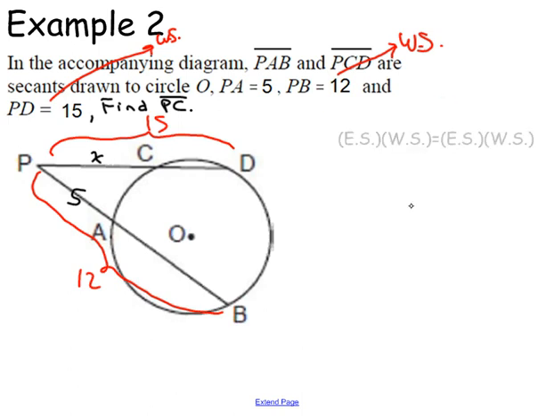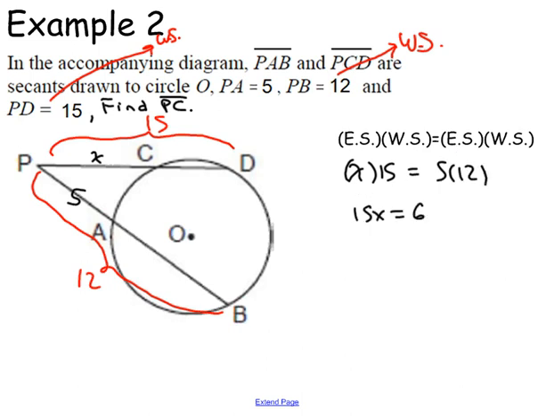There's my formula. Just go ahead and substitute. You're going to get X times 15 equals 5 times 12. You'll get 15x equals 60. And you're going to do some algebra, and you'll get x equals 4, which means PC is equal to 4.